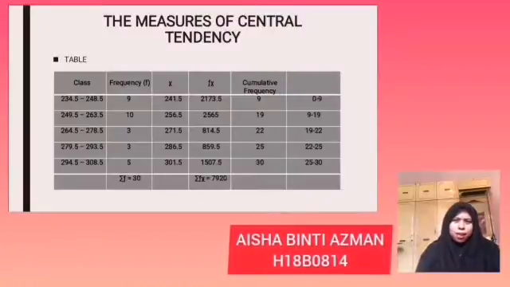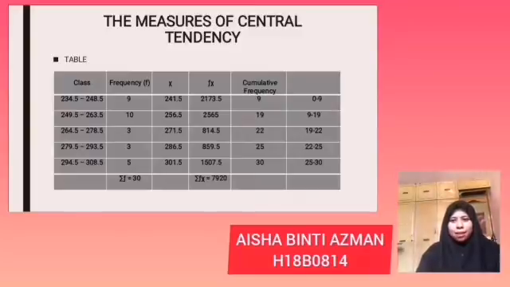Today I'm going to explain a little bit more about measures of central tendency. Okay, before we start to find the mean, median and mode, we have to create a data table. So as you can see, class and frequency are always given by the question. So we can get the frequency from the question. Okay, so we just have to find the midpoint, fx, and cumulative frequency.